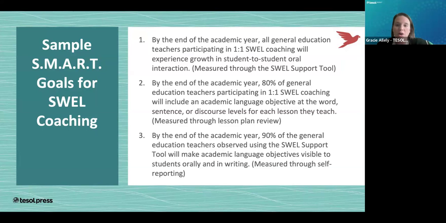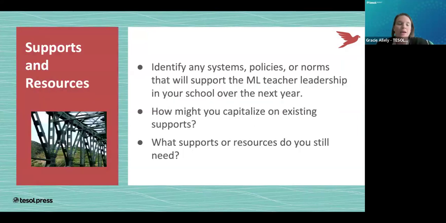And again, they're all specific, measurable, achievable, relevant, and time sensitive. The next step after we have our needs analysis and our SMART goal, we then identify the supports and resources already available. Identify any systems, policies, norms that will support the ML teacher in your school over the next year. How might we capitalize on these? What supports do we still need?